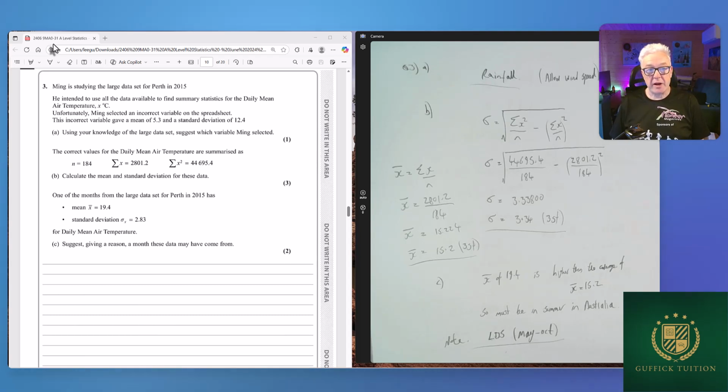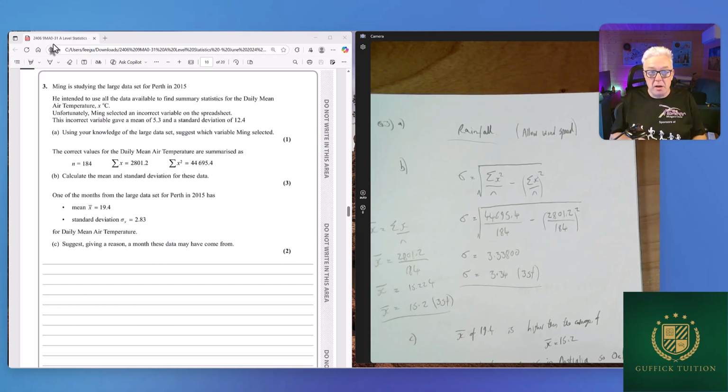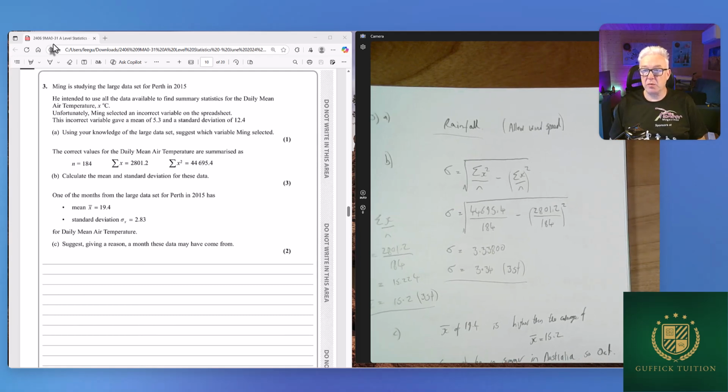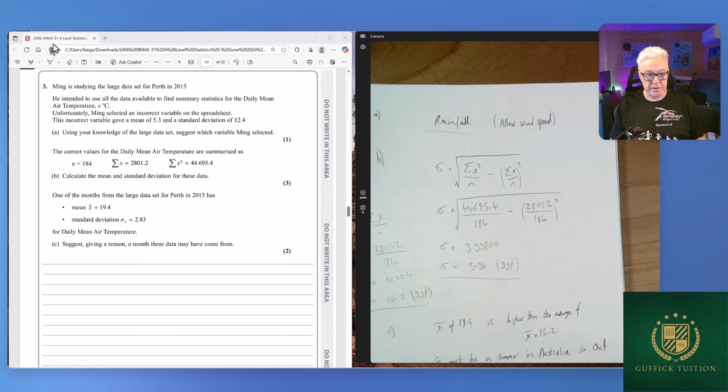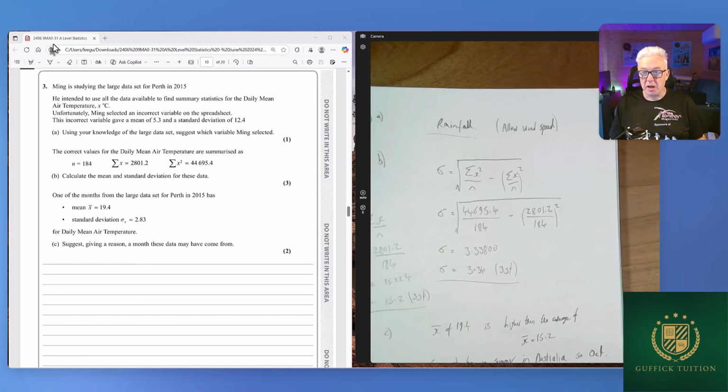This incorrect variable gave a mean of 5.3 and a standard deviation of 12.4. Using your knowledge of the large dataset, suggest which variable Ming selected. So here they're just expecting us to remember that a mean of 5.3 and a standard deviation of 12.4 is going to be more consistent with the data given for rainfall. It's just one of those things that you need to remember. And they said that they would allow wind speed as well.